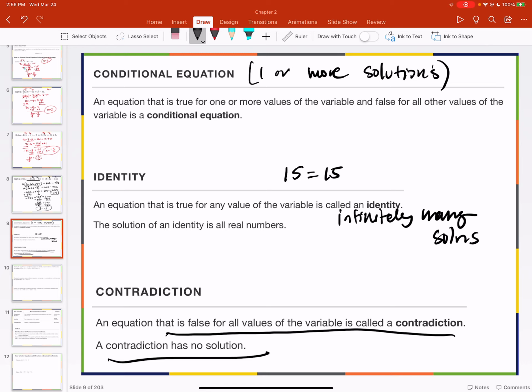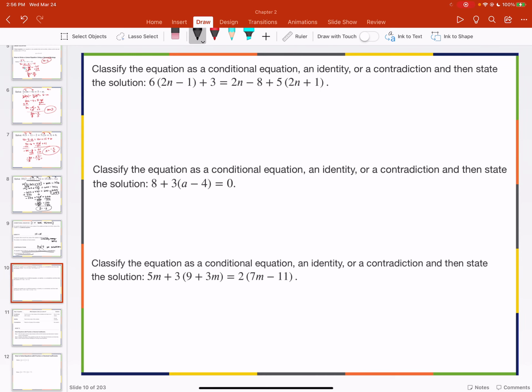So let's say you were solving it and you got something like 0 equals 5. Well, that's wrong. So this is no solution. So when you get some contradictory thing, it's no solution. Okay, so let's see if we can classify. And in order to really find out which is which, we need to simplify as much as possible, right?